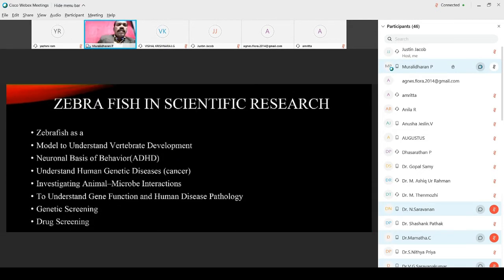So, zebrafish in scientific research. The zebrafish has been used as a model to understand vertebrate development and the neuronal basis of behavior, that is, ADHD can also be studied, and to understand human genetic diseases like cancer. And it is also used for investigating animal-microbe interactions, how this animal interacts with microbes in an environment, and to understand gene function and human disease pathology, and also to screen genetic pathways. For screening of drugs for toxicity, this model can be used.